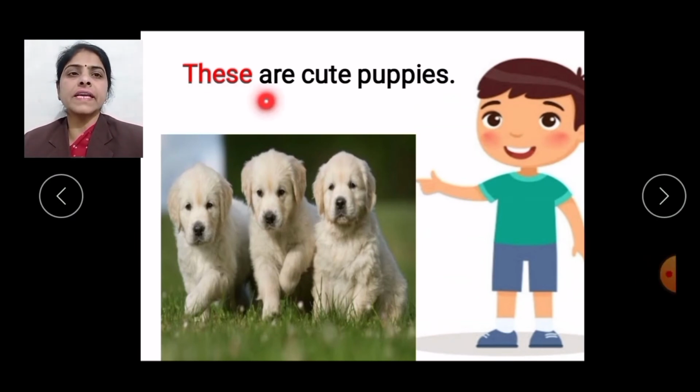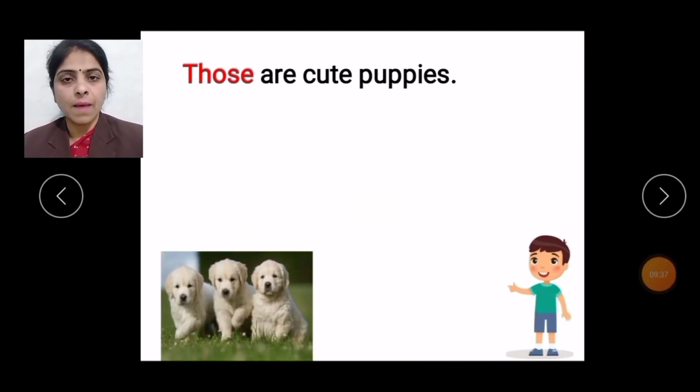That is, these are cute puppies. In this sentence, these refers to puppies, which is a noun. So, these is a pronoun. Since it is pointing towards a specific noun, so these is a demonstrative pronoun. Also, you should know that it is used for a specific plural object when they are near. Now, let's have another example.